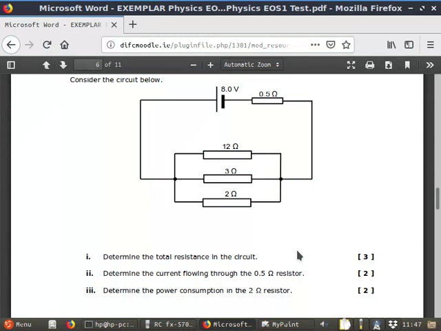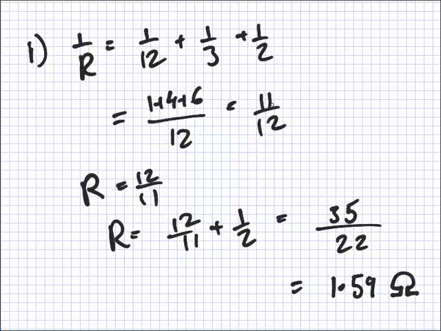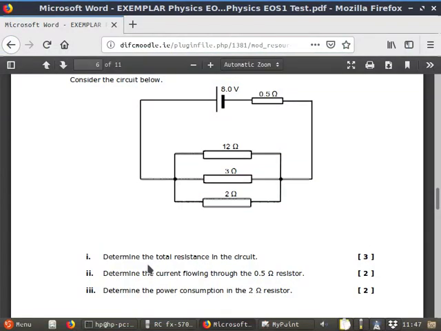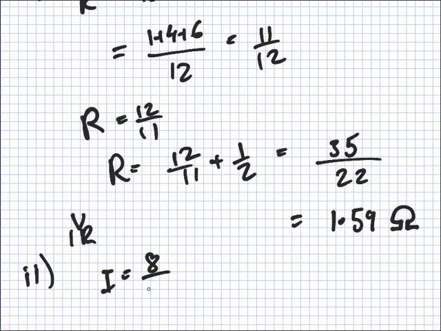Part 2 is what's the current up here. So what's the formula that gives me current? Let's see, if I use my VIR, the I is V, which is 8, over R, which is just found, of 1.59. So, whatever that is. 5.031, so like that.